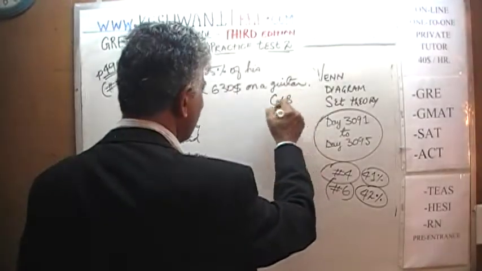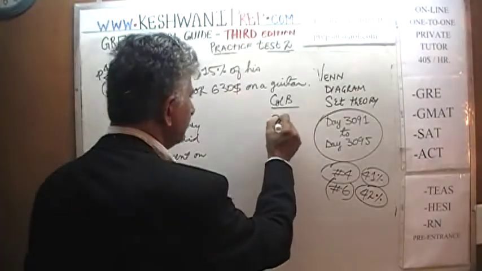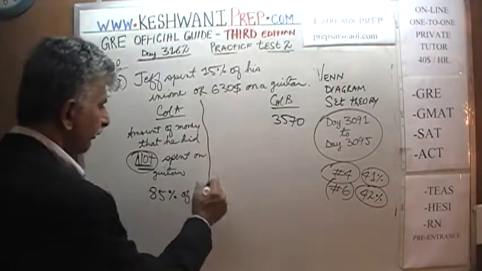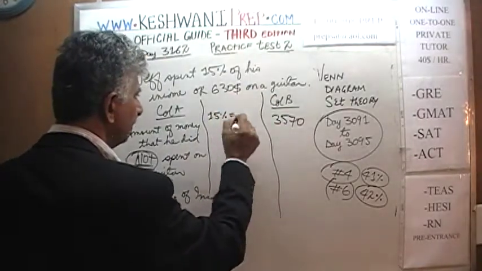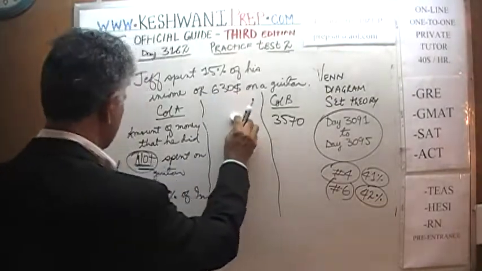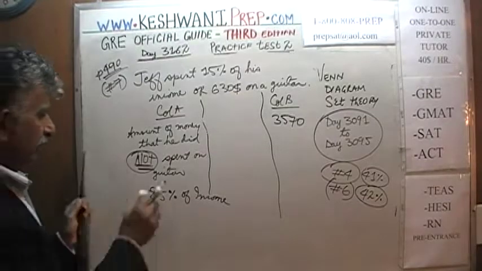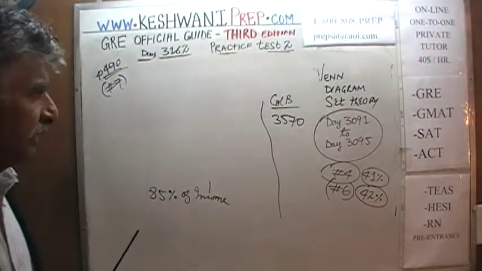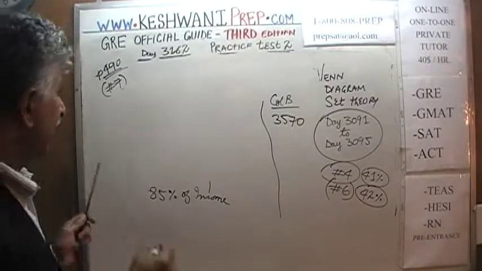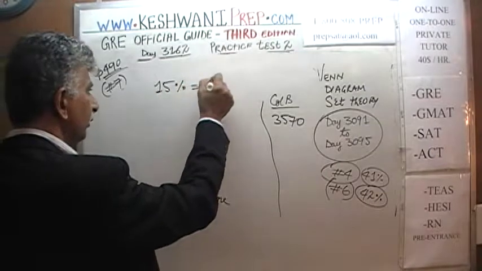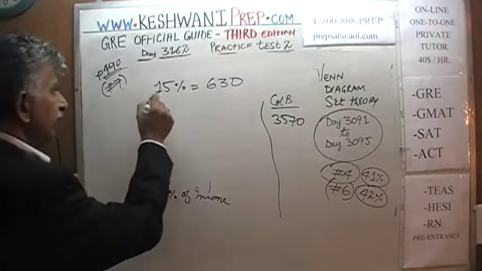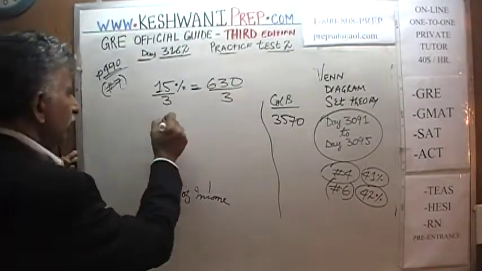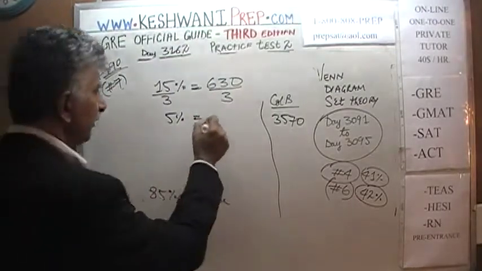And in column B, we have 3,570. So let's figure out 85% of income, shall we? Let's do it right here. We know 15% represents 630. Are you with me? Let's divide both sides by 3. If 15% is 630, then 1/3 of that amount, 5%, must be 1/3 of 630, which is simply 210.